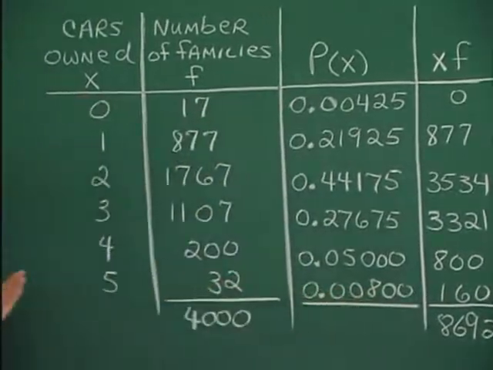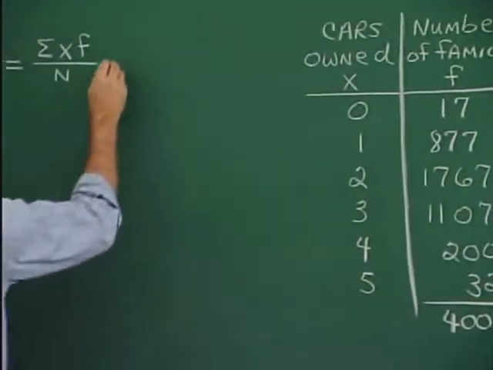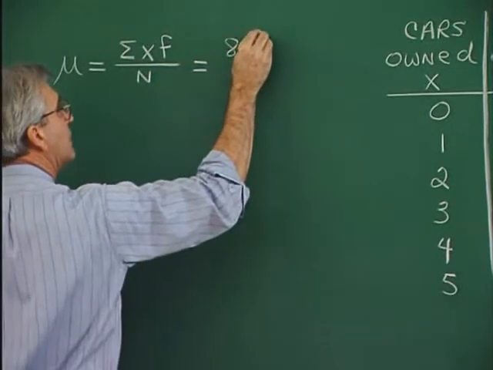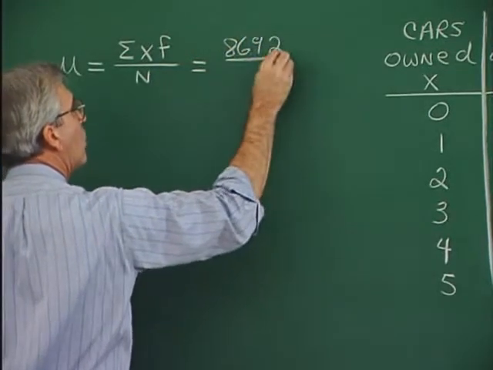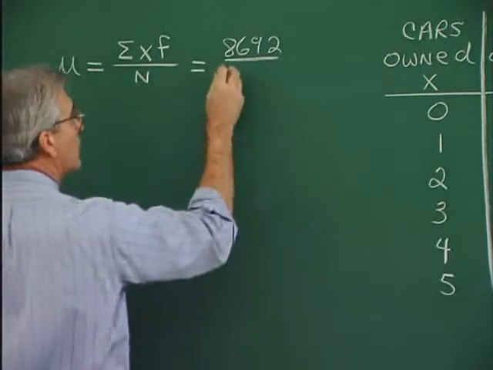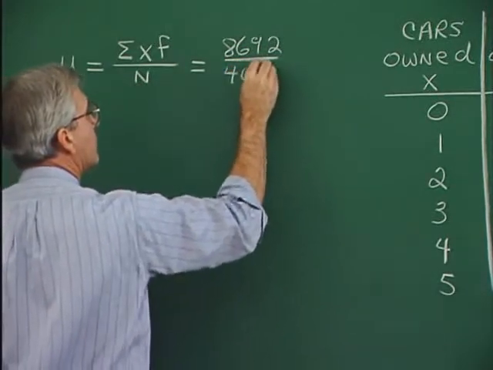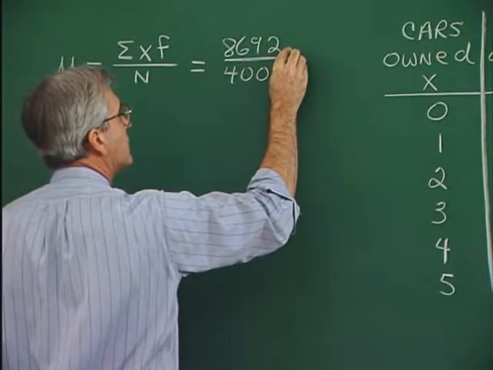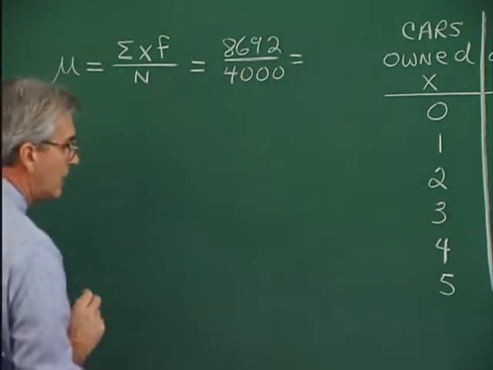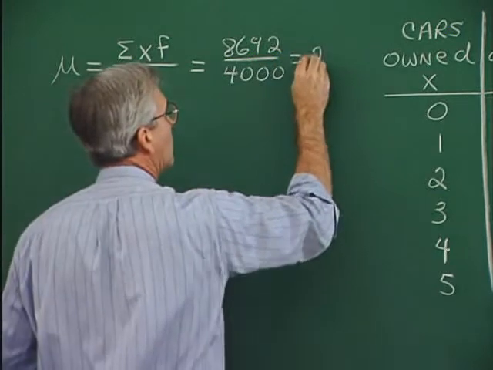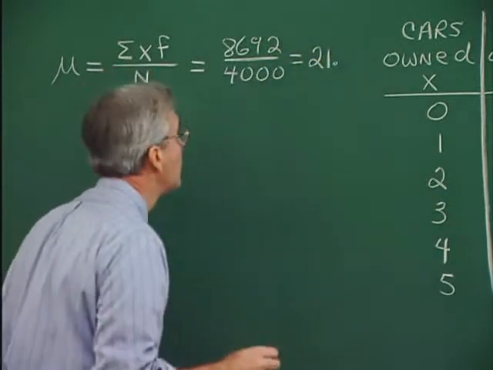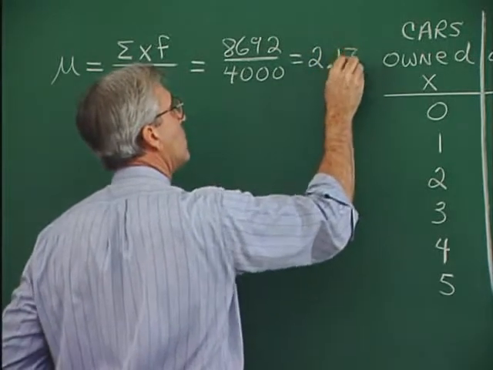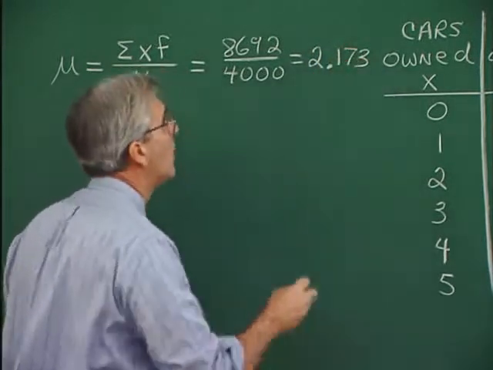So we come back over here, and it would be 8692 over N, where the number of items is 4,000. And we find that that value, I think it's an exact value, is 2.173.